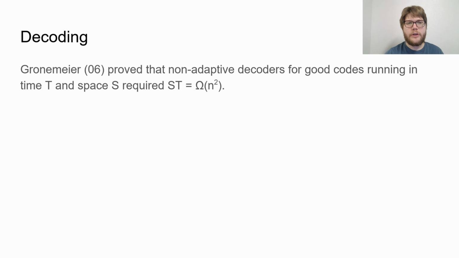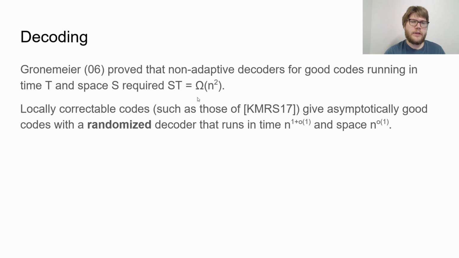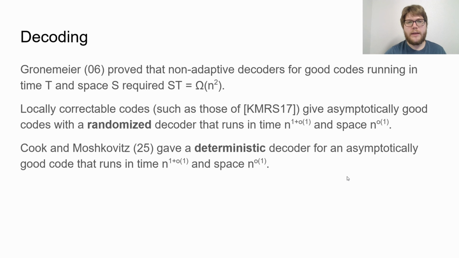For decoding, Bazzi and Mitter in 2006 proved that non-adaptive decoders for good codes that run in time t and space s must have that s times t is at least n squared. It's also known that locally correctable codes give asymptotically good codes that have a randomized decoder. But last year, we were able to give a deterministic decoder for an asymptotically good code that runs in almost linear time and subpolynomial space.